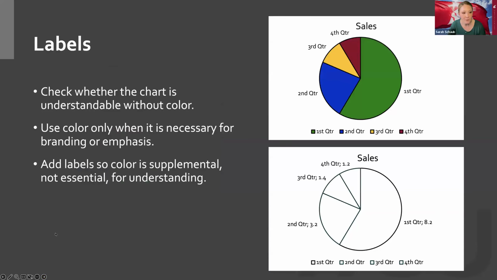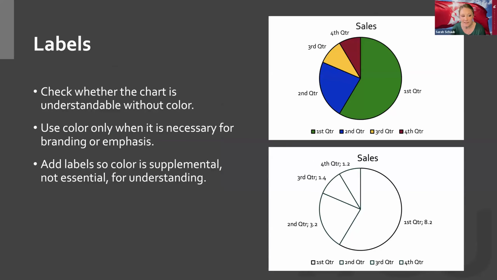So labels are really important. You want to make sure you check whether the chart is understandable without color. I have an example of the chart that I've used a couple times: a sales chart that has first, second, third, and fourth quarter broken up just by color. There's no additional information other than color, and then text that it's a quarter.